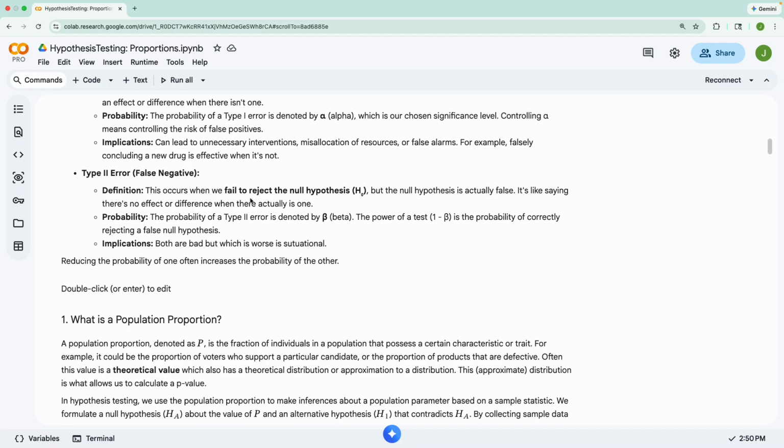A type 2 error means that we fail to reject the null hypothesis, but the null hypothesis is actually false, i.e. the alternative hypothesis is true. So this would be like saying there's no effect, but there actually is one.